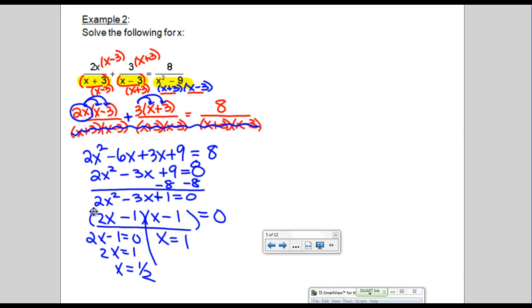And again, the only thing I have to do is make sure that my answers are viable. As long as they don't create a 0 denominator, I'm fine. 1 would work in all the denominators, and 1/2 would also work in all the denominators. The only bad answers would have been if I had gotten an answer of 3 or -3. Those would have been rejects. But 1/2 and 1 are perfectly fine. And I can always check to see for myself that they work, but they do work.